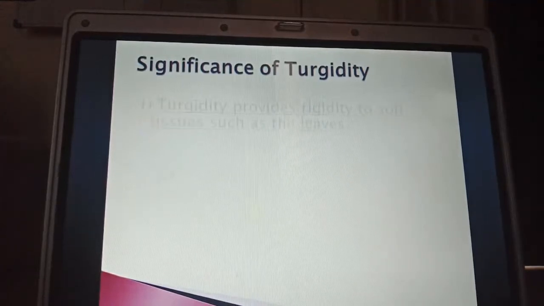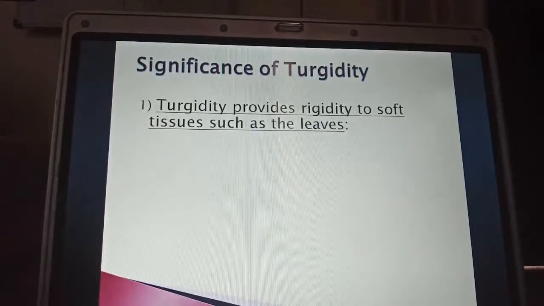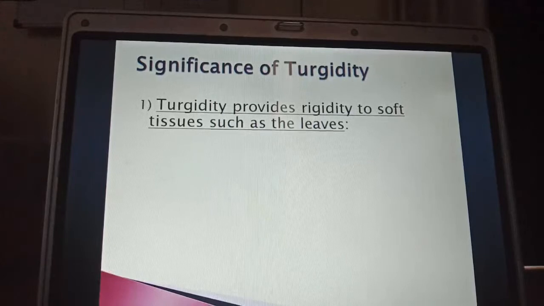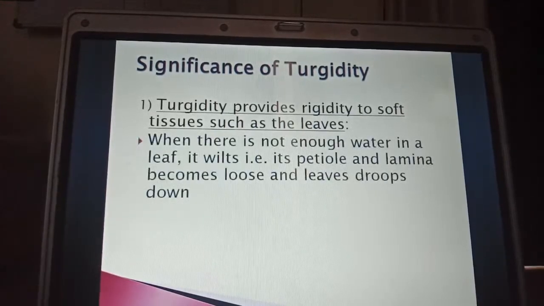Significance of turgidity. Turgidity provides rigidity to soft tissues such as the leaves. When there is not enough water in a leaf, it wilts. Its petiole and lamina become loose and the leaves droop down.